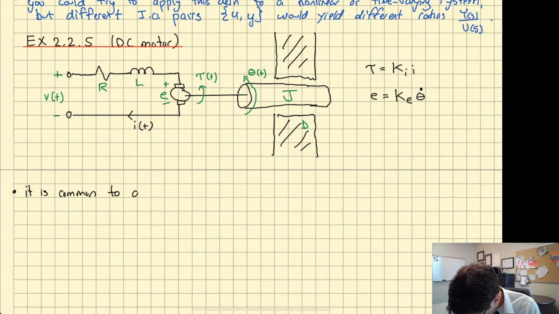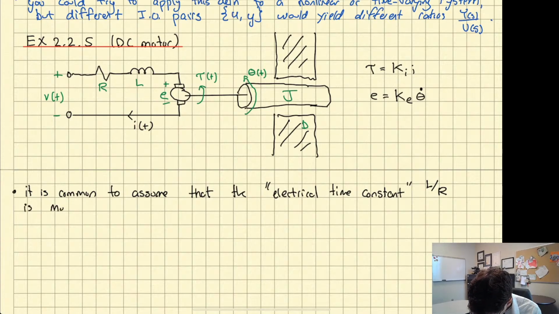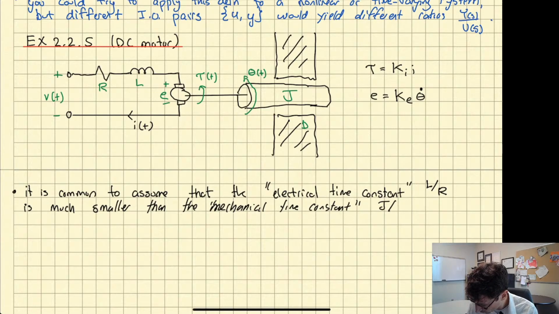So it is common to assume that the quote-unquote electrical time constant, which is the ratio L over R, is much smaller than the mechanical time constant, which in this case is J over B. And if you make that assumption, you can simplify the model of this DC motor a little bit. And so this leads to the model.